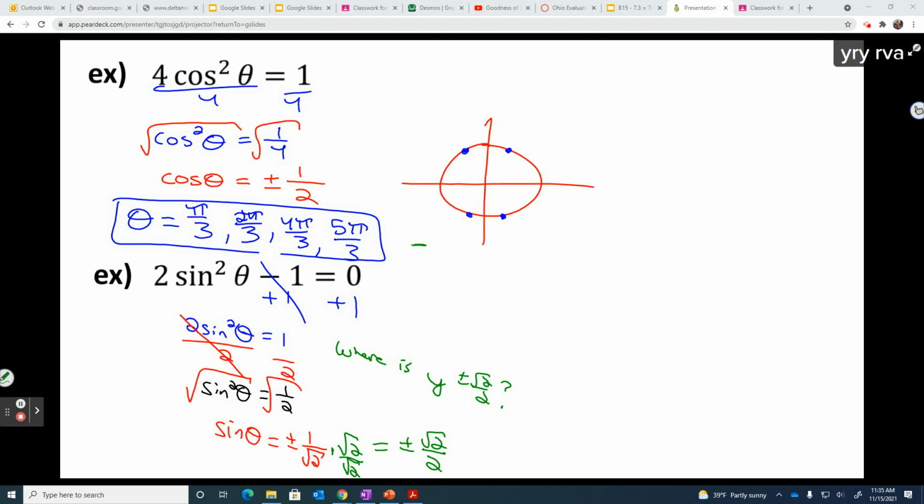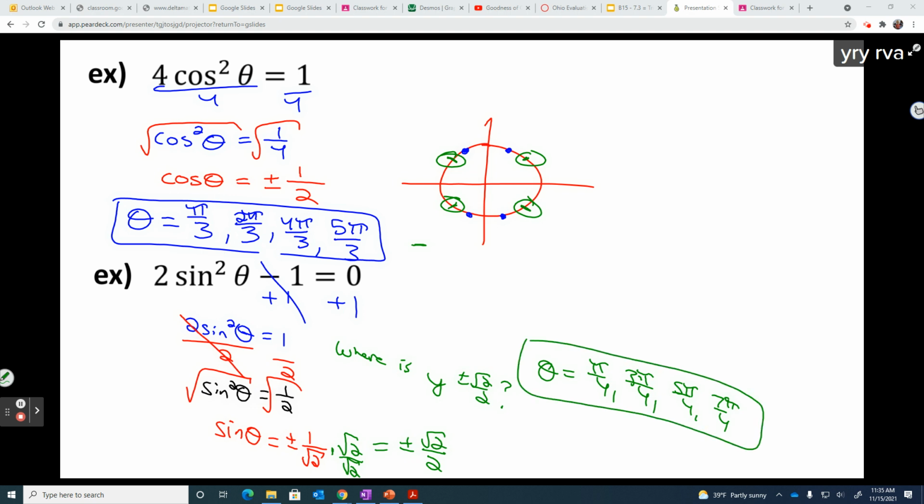So let's think about all of them, right? Plus or minus would actually be all of the quarters, right? So all of these 4 places is going to be either a positive radical 2 over 2 or a negative radical 2 over 2. Then we get pi over 4, 3 pi over 4, 5 pi over 4, and 7 pi over 4. All those places. That's it.